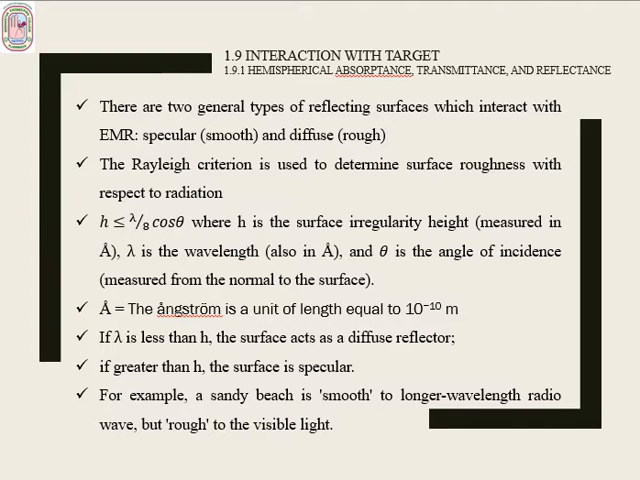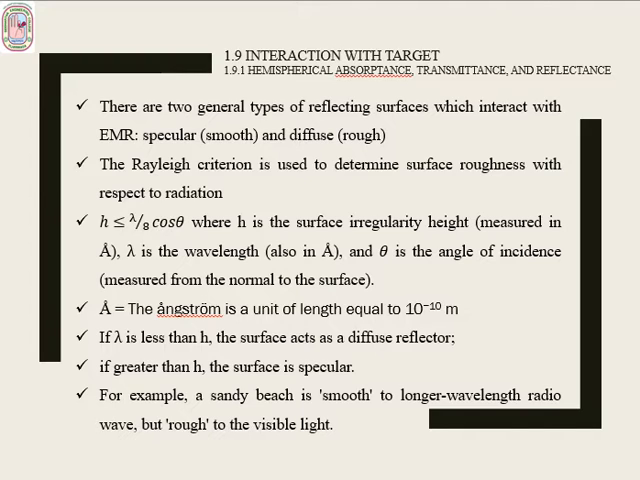Since we know h is the surface irregularity height measured in Angstroms and lambda is the wavelength, which is also measured in Angstroms, then theta is the angle of incidence, which is measured from the normal to the surface. In general, the Angstrom is the unit of length which is equal to 10 to the power of minus 10 meters, and if the measured wavelength lambda is less than the h, then the surface acts as a diffuse reflector.